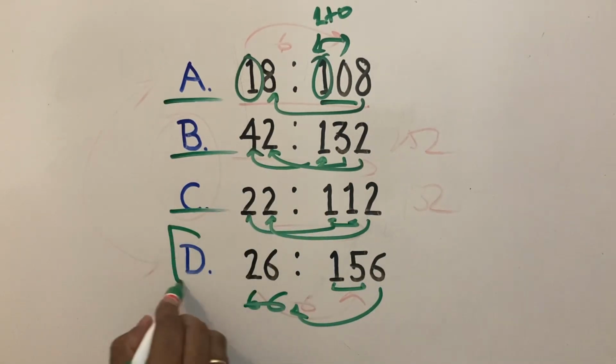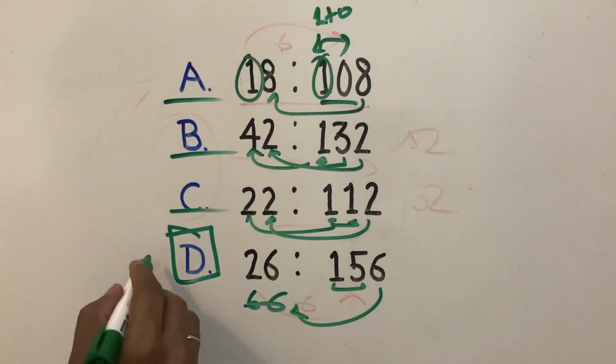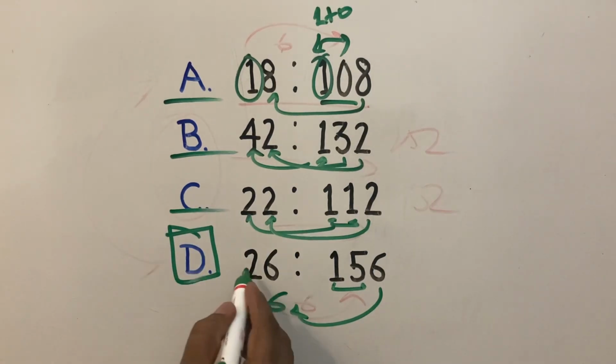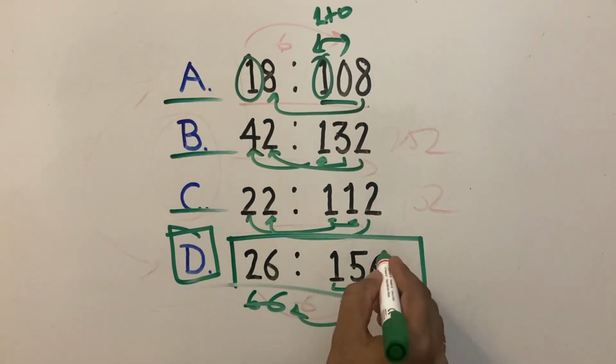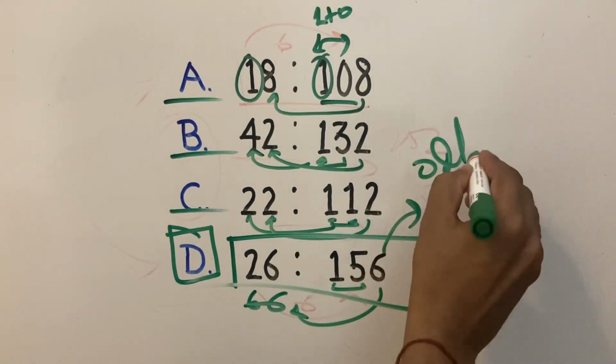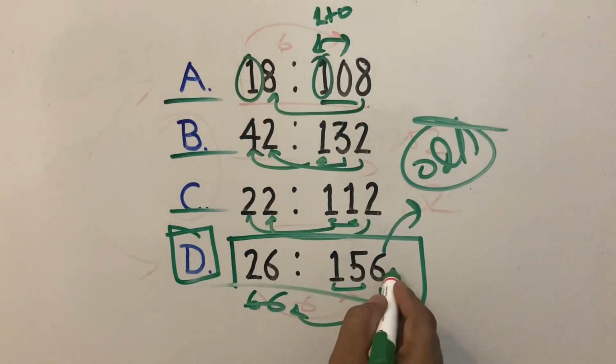C. However, option D is not satisfying this pattern. So this pair is the odd pair out of these pairs. So this is our answer.